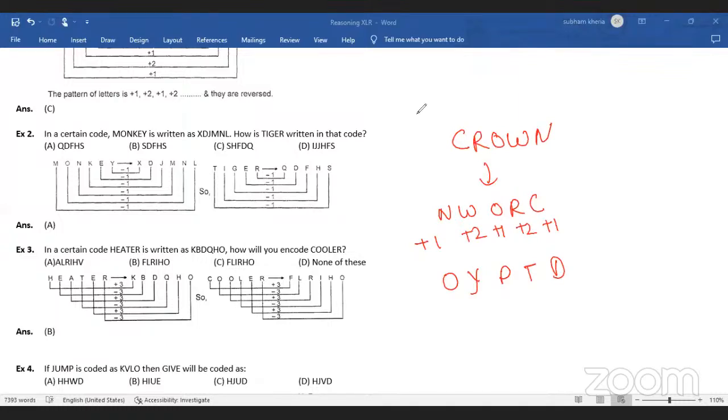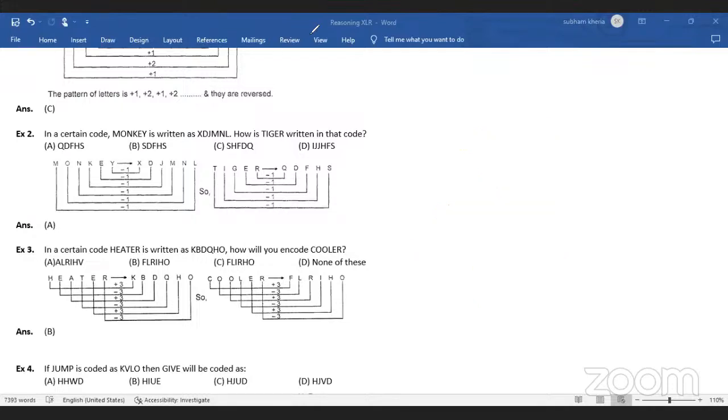Okay, Khushi says she's not able to understand. Don't worry, Khushi. Just give me a minute. Okay, I'll explain it once more. Sai Priya, see where you have gone wrong. Have you checked? O +1 is P. W +2 is Y, not Z. So our answer is OYPTD, not OZPTD. Okay. Now let me cover it again. Okay. Let's start from the fresh.